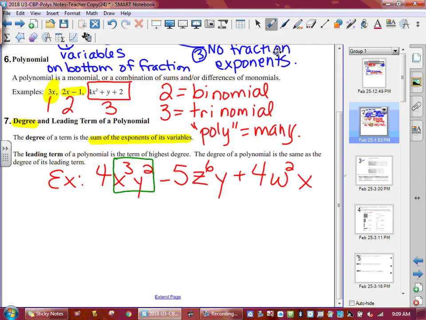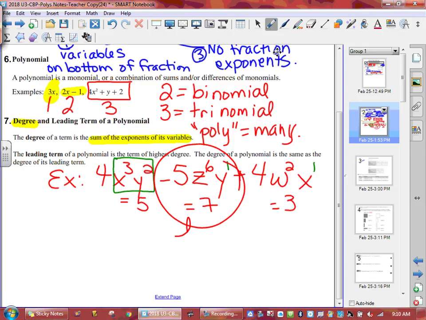Now, when you've got combined exponents or combined variables like that, you have to add the exponents. So these guys are going to give me a total of 5. These guys here are going to give me a total of 7, because don't forget you have a hidden 1 on that y. And over here we have a hidden 1 on the x. And over here we have a total of 3. So we always name our polynomial by the degree of the largest. So the largest degree here would be 7. So he is a degree 7.